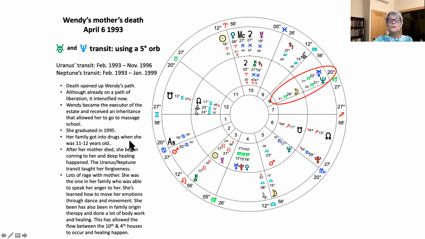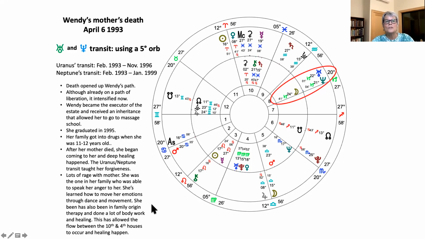Her family got into drugs when she was 11 to 12 years old. After her mother died, her mother began coming to Wendy, and deep healing happened. The Uranus-Neptune transit taught her forgiveness. She had lots of rage with her mother. She was the one in her family who was able to speak her anger towards her, and that's where you can see the Mars square the moon.